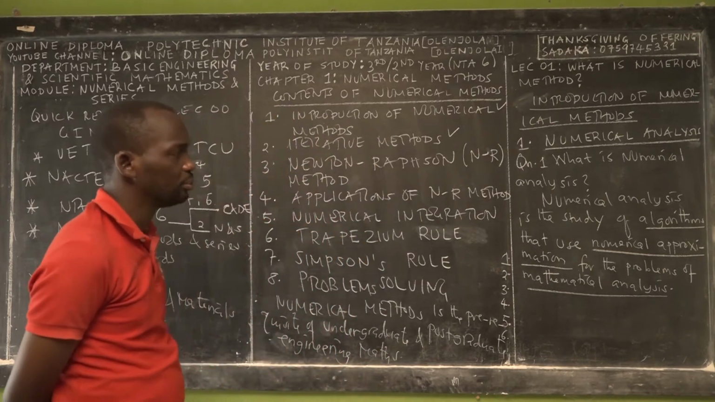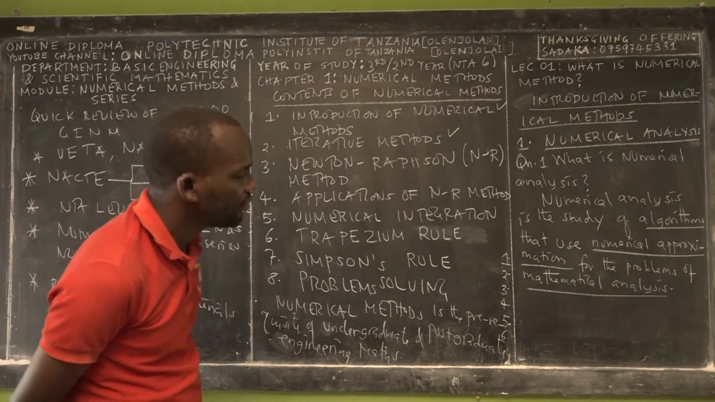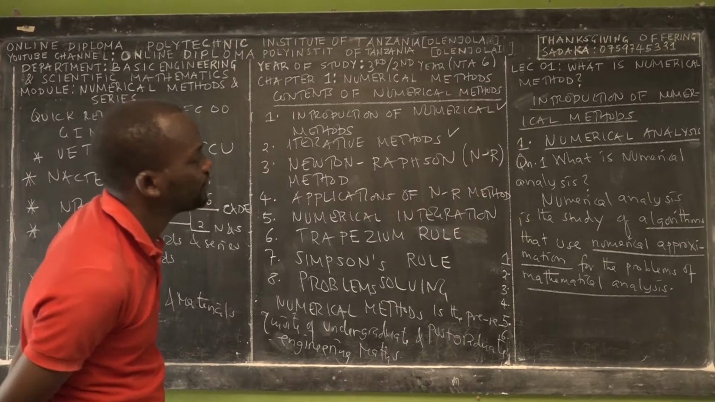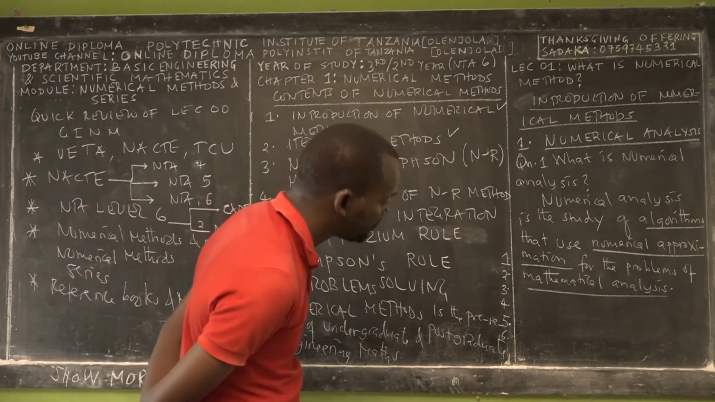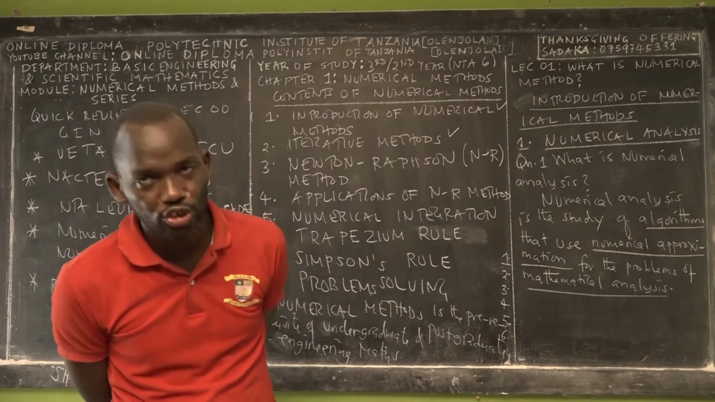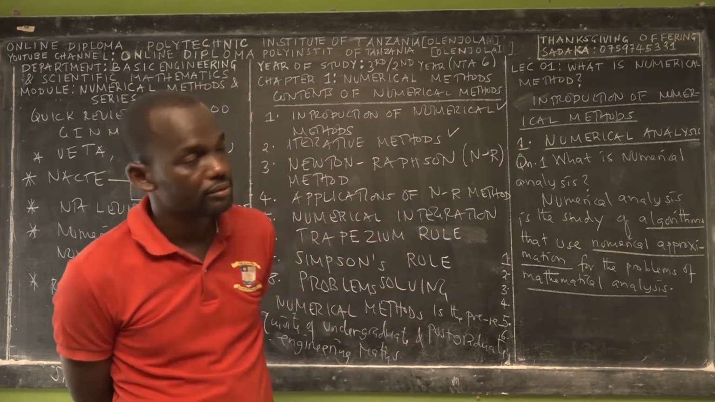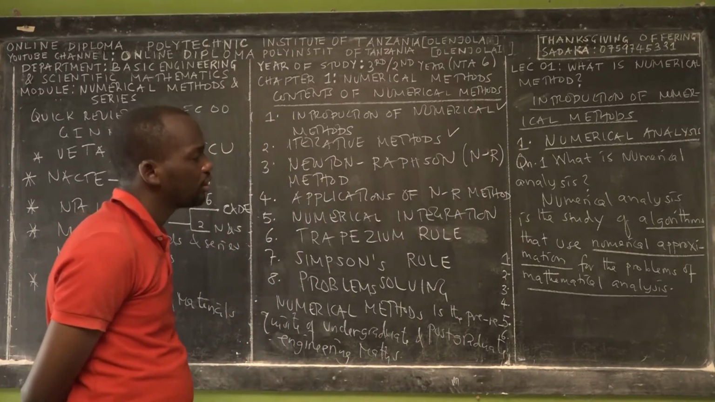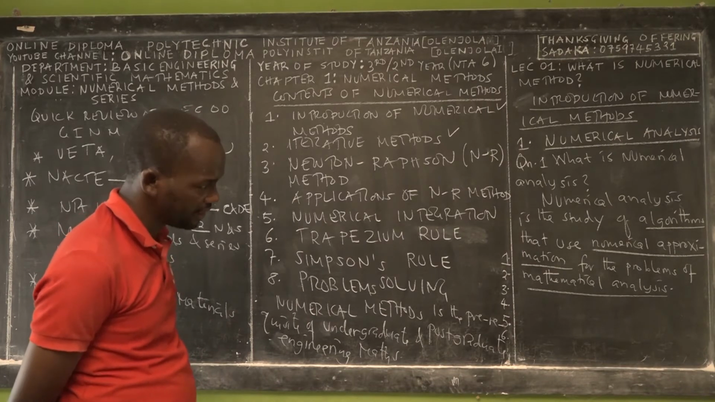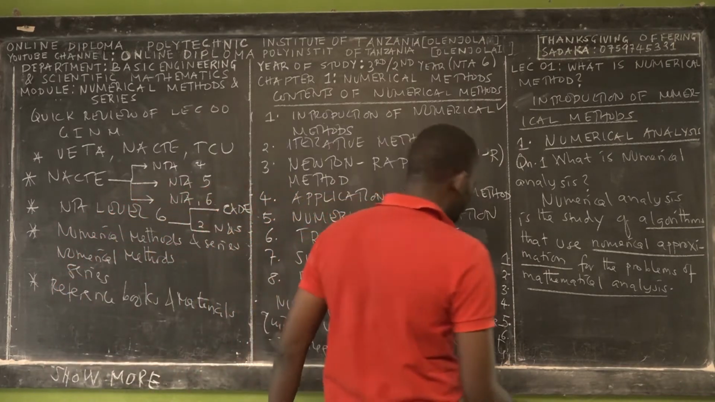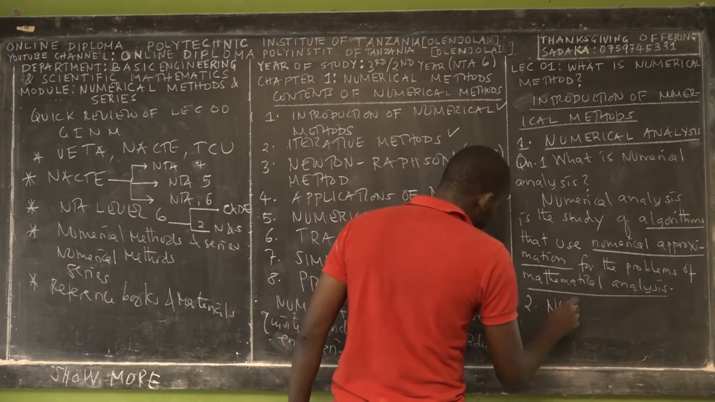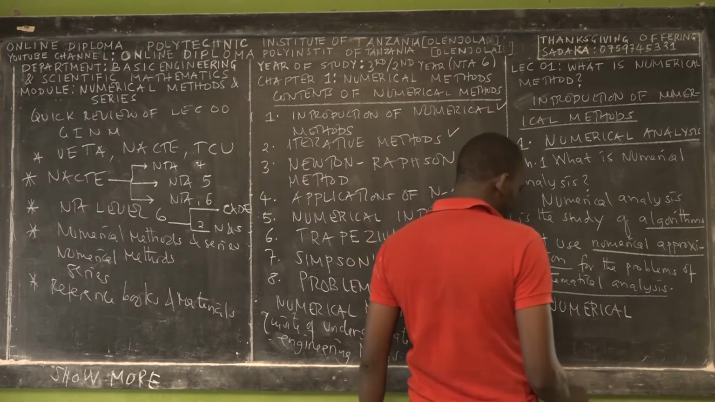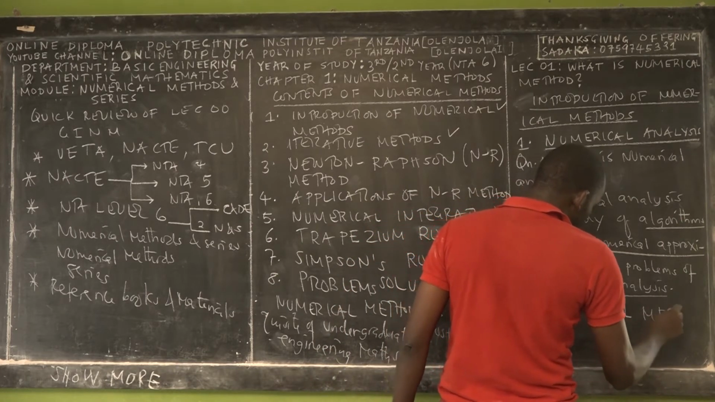Before we define numerical method, we like to define the term numerical analysis, because numerical analysis is a branch of mathematics. That's why I say that it's the study of algorithms. What does algorithm mean? Algorithm means step by step, that use numerical approximation for problems of mathematical analysis. That's the first terminology. The second vocabulary is the term we call numerical methods.